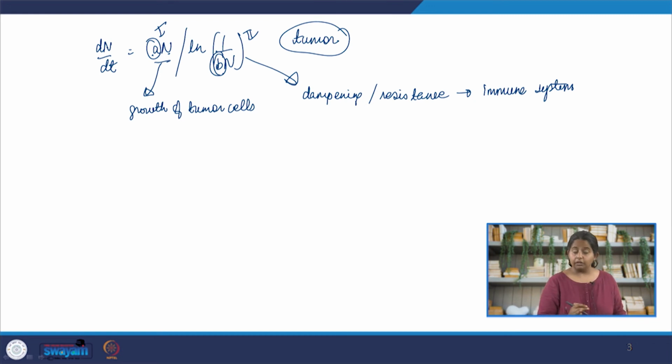Now, notice here we could have also used a minus sign between them. We could have written an minus some term that represents the immune system. However, the immune response of the body affects the rate at which tumor cells grow. So, if the immune system is strong enough, responding really well, the tumor cells will not be able to grow.